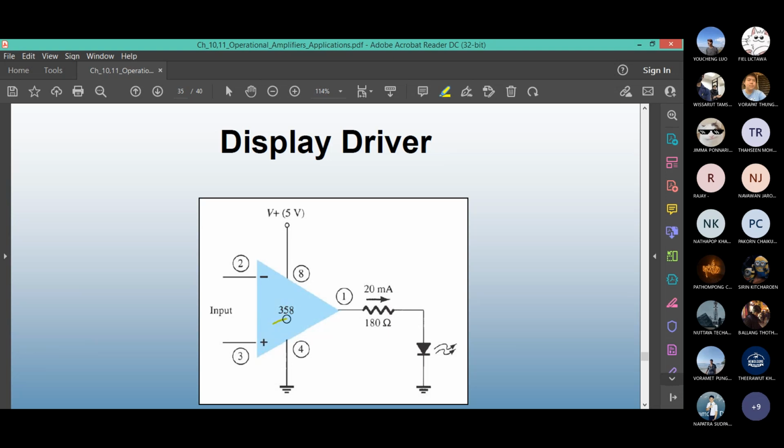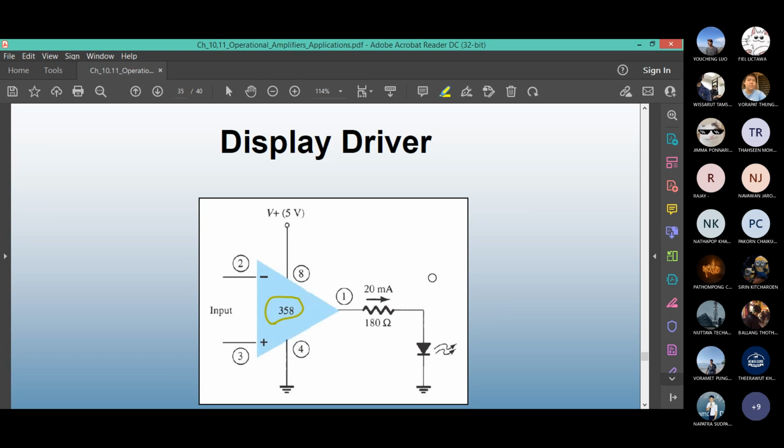The number 358 in the middle refers to the model of the IC. It's called the LM358 IC. I think the name of the company is Fairchild Semiconductor, one of the largest semiconductor manufacturers in the world.